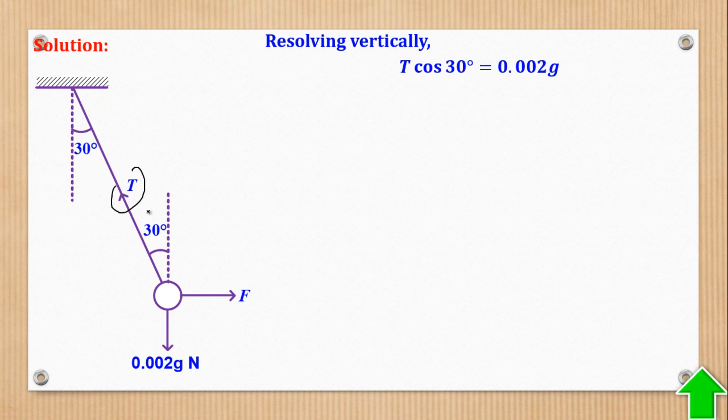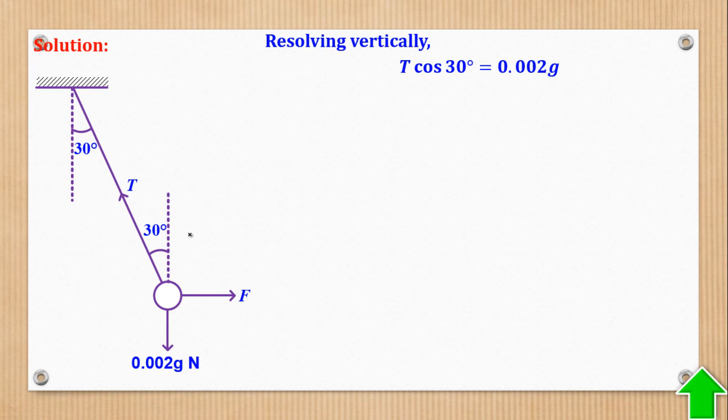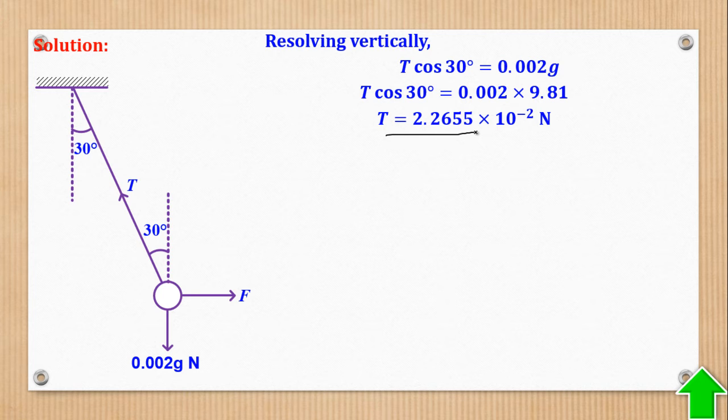this vertical component of this is upwards, and this one is downwards. So it will be this equal to this. The vertical component is T cos 30. Why? It is because the angle is lying on the vertical. So when I substitute, I'll be able to get the value of T as that.